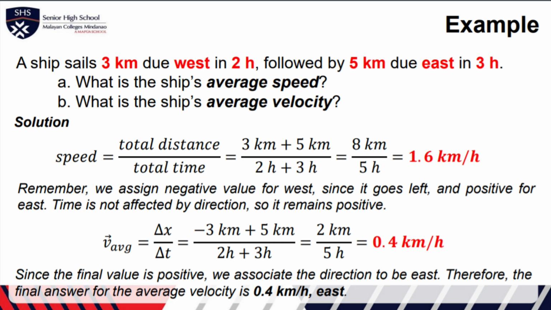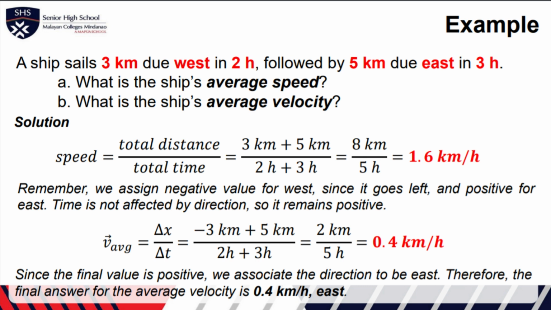Now for letter B, what is the ship's average velocity? We are done with the speed. Now let's move on to the average velocity. I want you to remember that we assign a negative value for the west since it goes to the left. So that's on the Cartesian plane. And for the positive, that's for the east. Now, time is not affected by direction, so it remains positive.